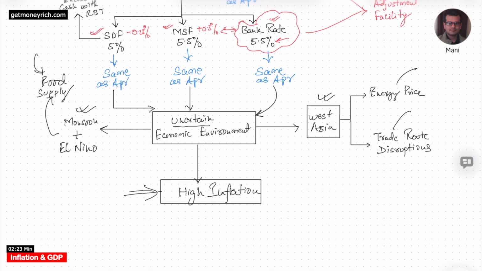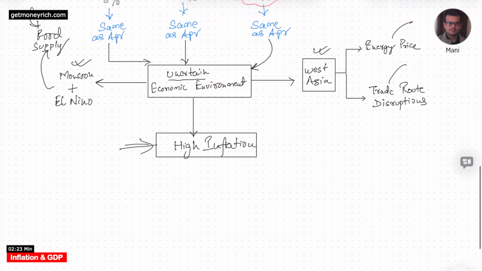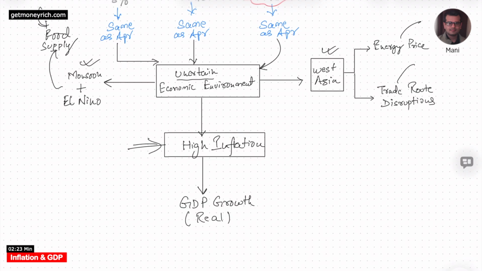So what is the problem with inflation? What happens if inflation goes up? When inflation goes up, the real GDP growth of the economy slows down. So the effect of high inflation is on the real GDP growth rate. What is the real GDP growth rate? Suppose the nominal GDP growth rate is 10% and the inflation in the economy is 8%. In this case, the real GDP growth rate will only be 2%.